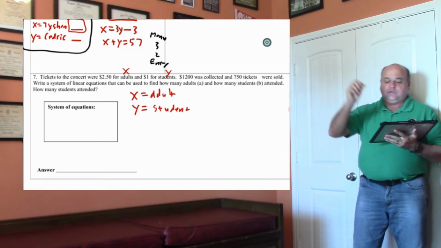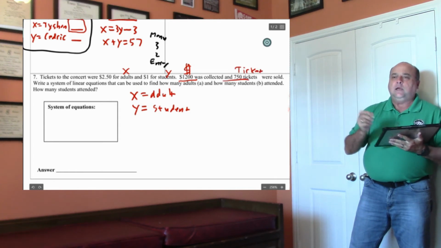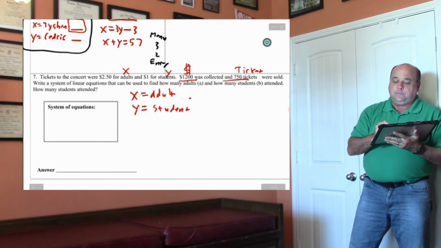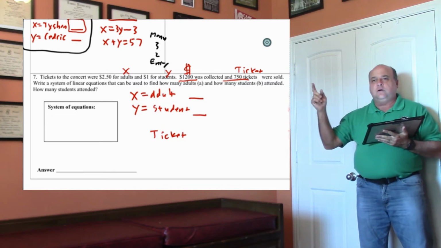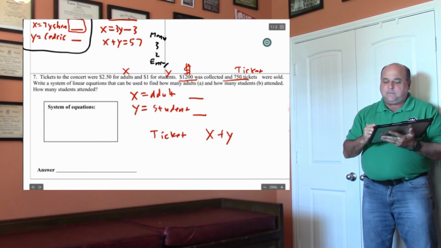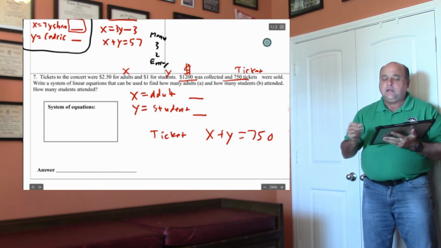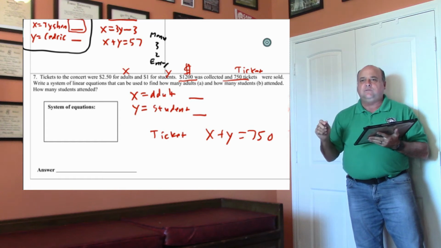Okay, now then, this is the tricky part here. This is the money question, and this is the ticket question. So let's do the ticket question first and put blank and blank. How many tickets were sold? 750, right? So to get that number, I'm just going to add up my x and my y, and it's going to be 750. So that's how many tickets were sold. Just add them up, get the 750, right?